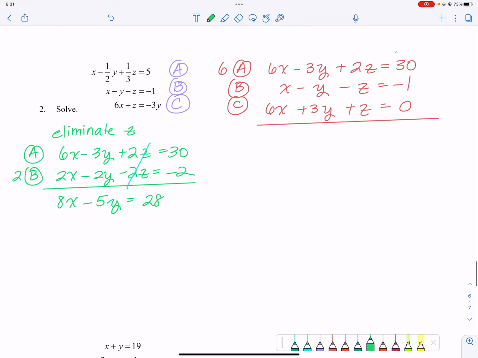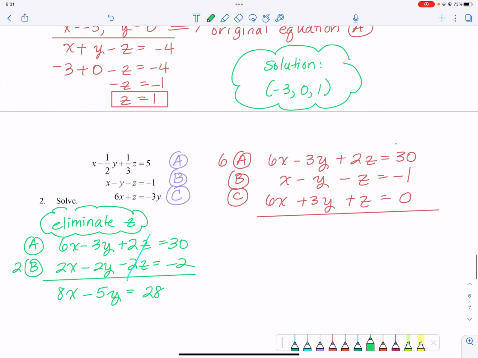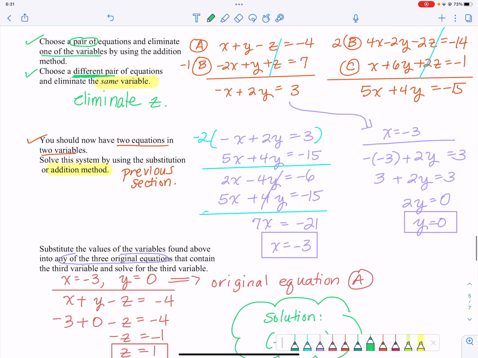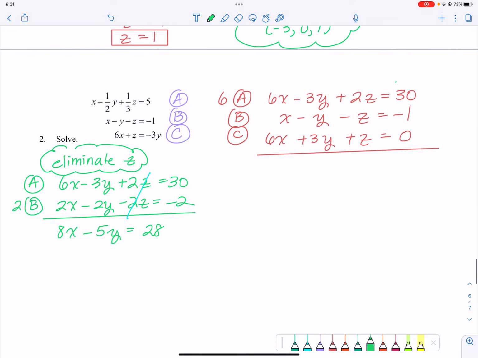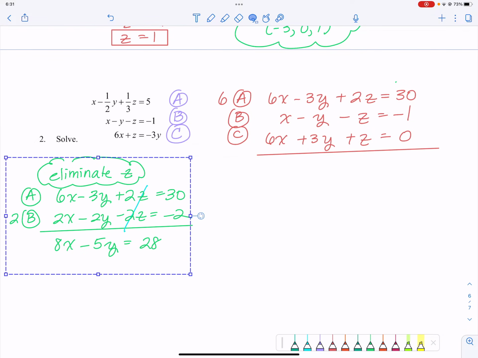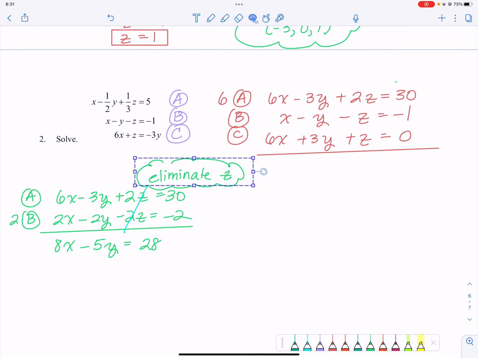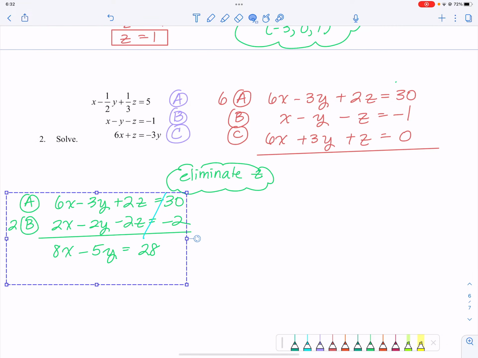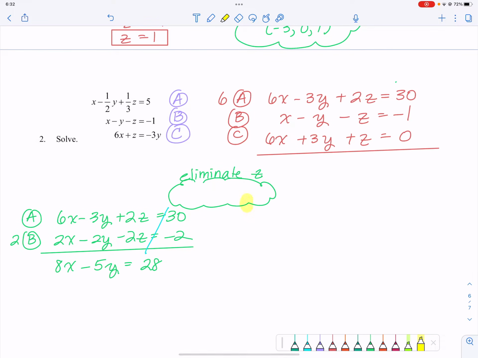Now we want to hold on to that because we now have to choose 2 more equations, just like we did here to the right, and eliminate that same variable, okay? So let me just move this down a little bit. And I could even move this eliminate z over. Really making a mess of all this, aren't I? But it's okay.